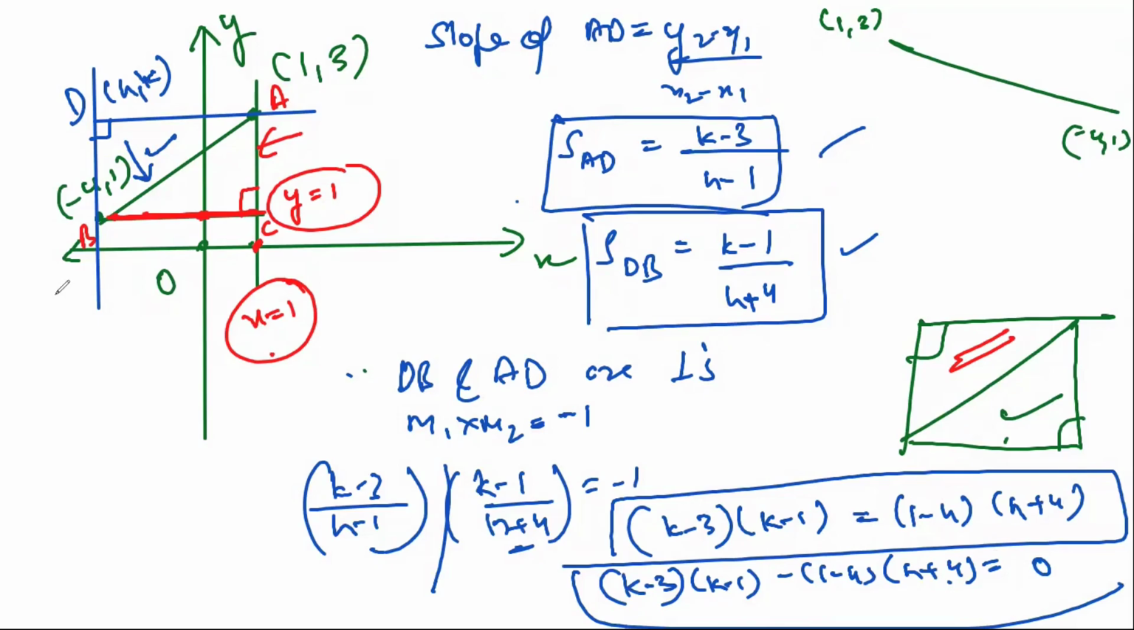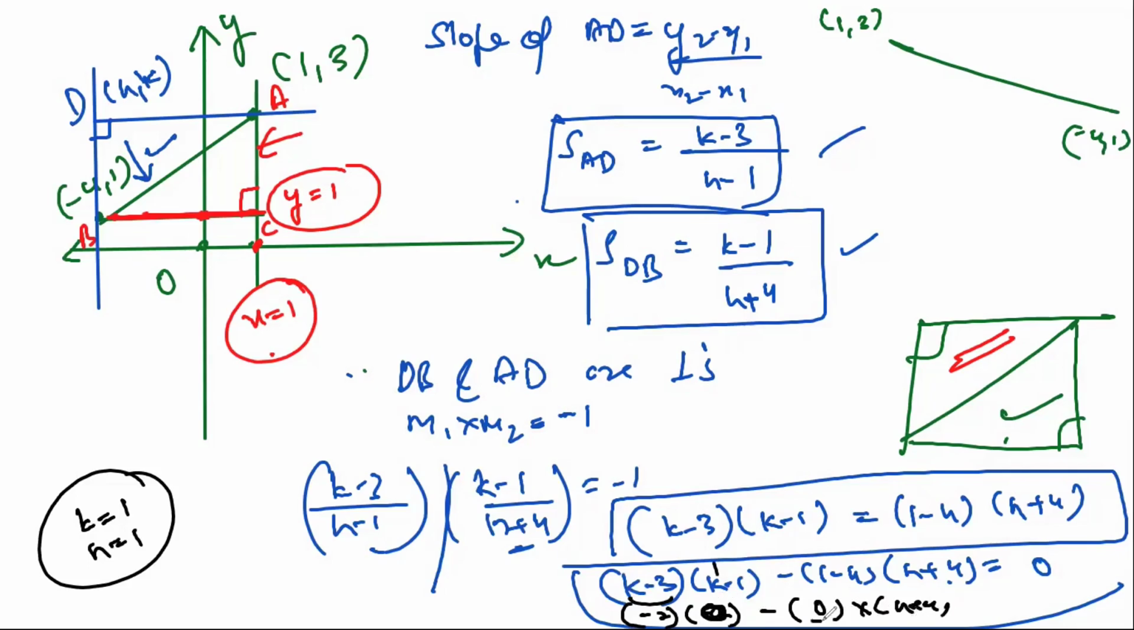So if randomly I try to put k equal to 1 and h equal to 1, this gives me -2, and this gives me -1 -2, which is -2 again. No, if I put k as 1, then 1 minus 1 is 0, and 0 multiplied by (h plus 4) is 0 only. So this is 0, this is also 0, so everything subtracted is equal to 0. So this is the point: (h, k) is (1, 1).